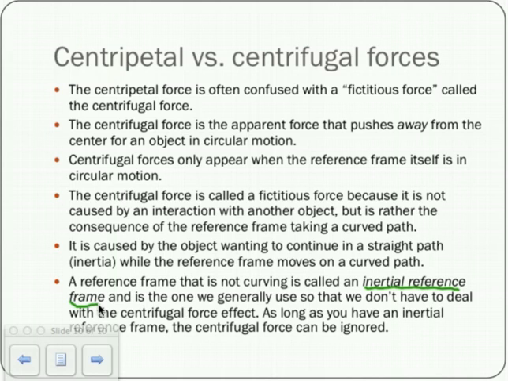There are cases where you do have to deal with a moving, rotating, or curving reference frame. But for this class, we're going to stick with inertial reference frames. It'll keep things a lot easier.